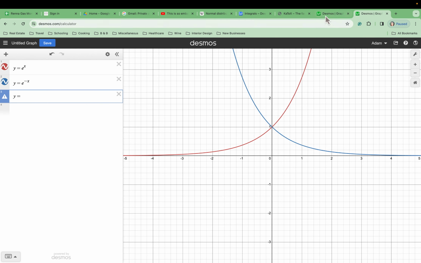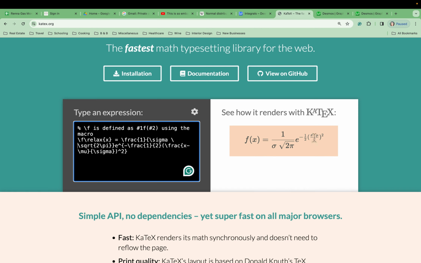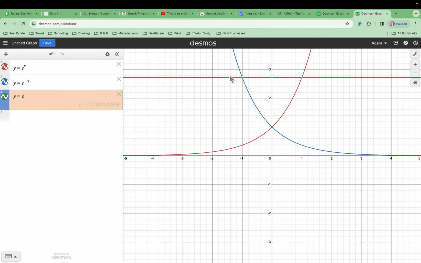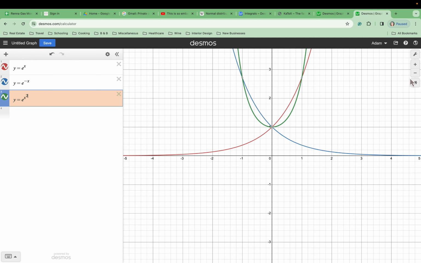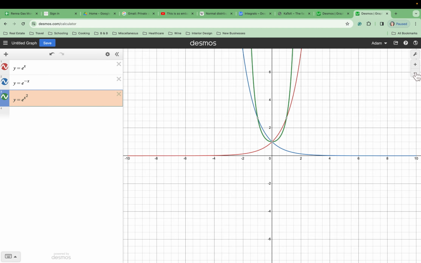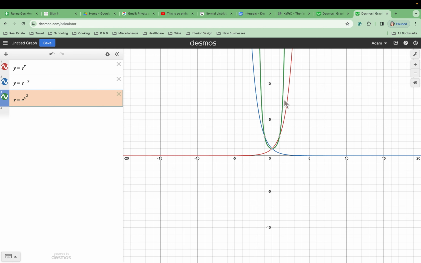Remember our PDF, there's this square term. There's a negative term, but there's a square term. Let's just see what happens if we add the square bit. Y equals e raised to the x squared. That's the green one. Well, that's getting large in both directions, and it's doing so in a big old hurry. Okay, that's not quite right.